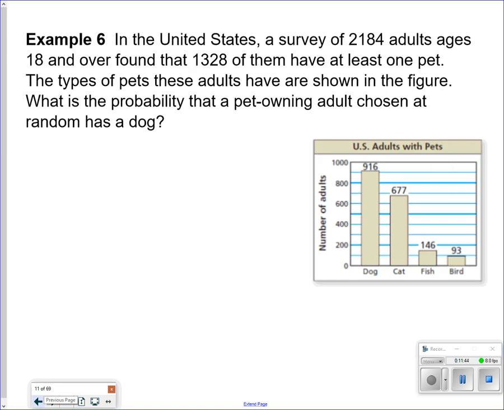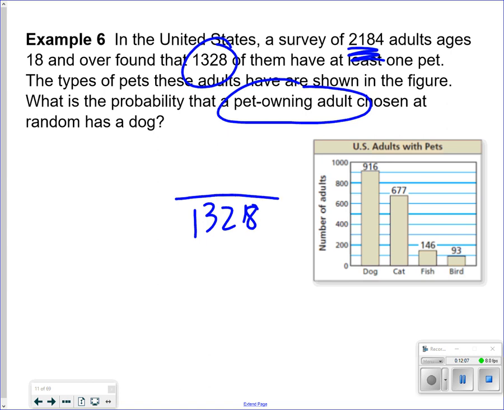In the United States, a survey of 2,184 adults age 18 and over found that 1,320 of them have at least one pet. The types of pets in the adults are shown in the figure. What is the probability that a pet-owning adult, so be careful here, it's got to be the pet-owning adult, not the total number surveyed. So of the 1,328 people that do own a pet, what is the chances of actually getting somebody that owns a dog? So we got a 916 out of 1,328.